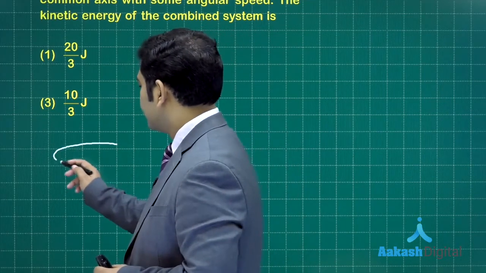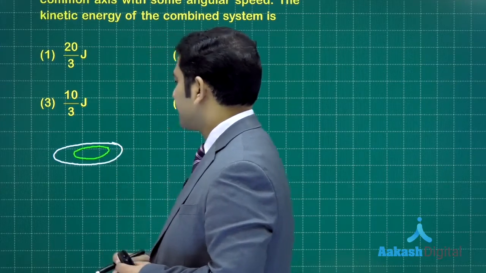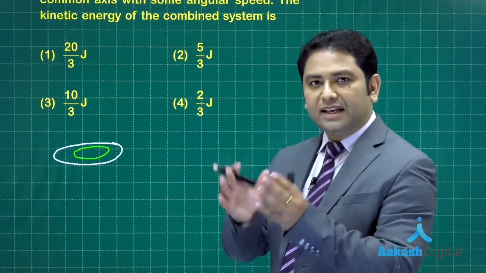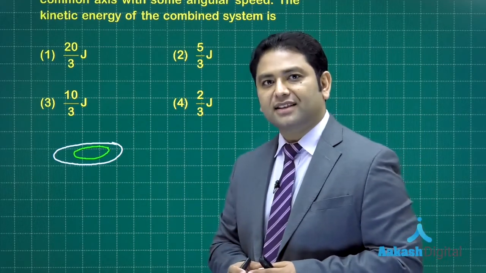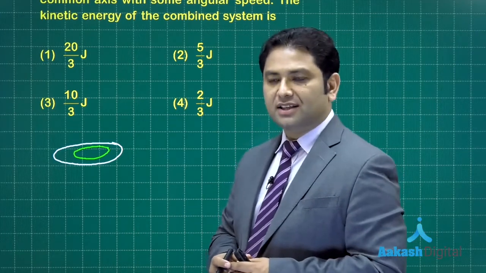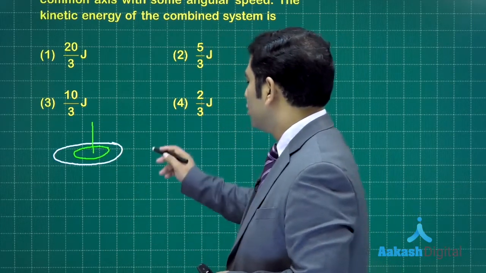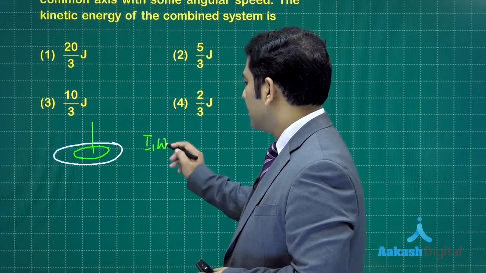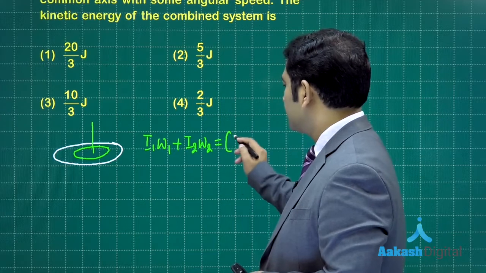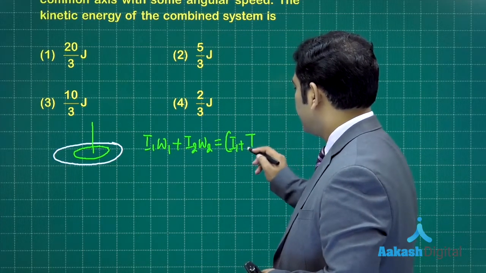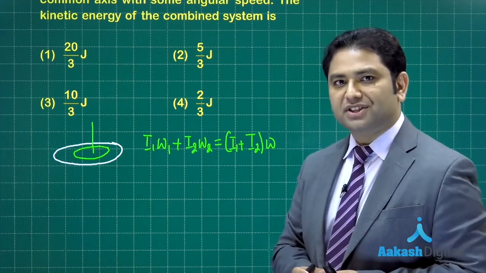To show something like this, this is the first disk, this is the second disk. They got stuck together and eventually friction will force them to rotate with a common angular velocity. But the net torque due to friction becomes 0, so angular momentum is conserved. So what will the expression be? I1 omega 1 plus I2 omega 2 will be equal to I1 plus I2 multiplied by omega. It's simply angular momentum conservation.